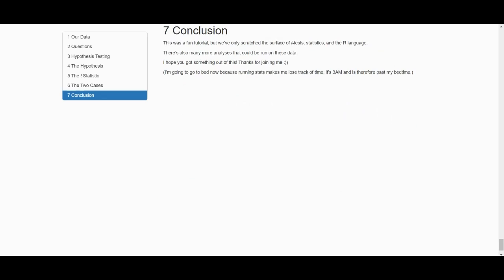Well, that pretty much concludes the tutorial for the day. This was a fun tutorial, but we've really only scratched the surface of what t-tests do and all of the statistical techniques that are available to you. We've also only scratched the surface of the R language, truly. We've only done some very basic manipulations. There are also many more analyses that we could run on these data, and I definitely encourage you to have a look at the spreadsheet and try some out for yourself, either by hand or using R.